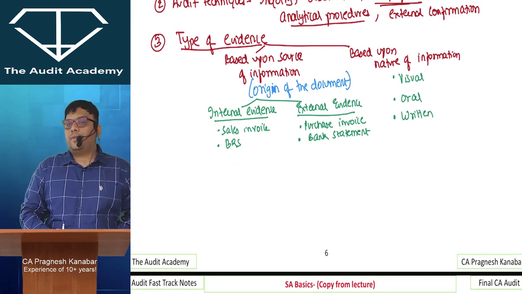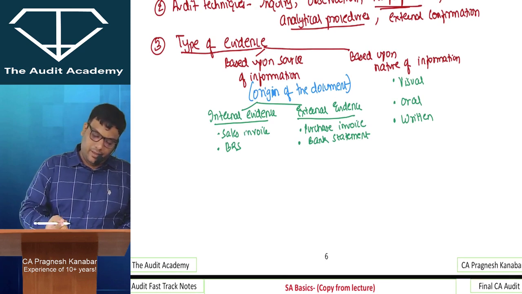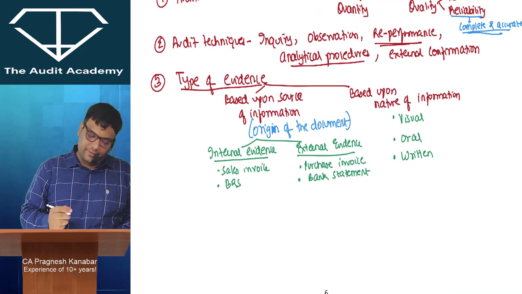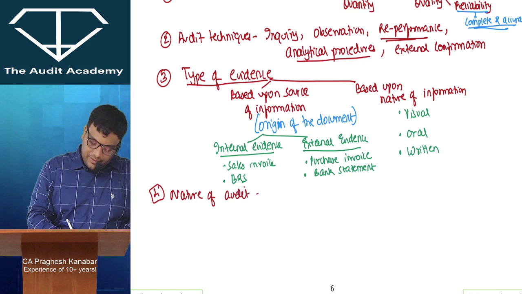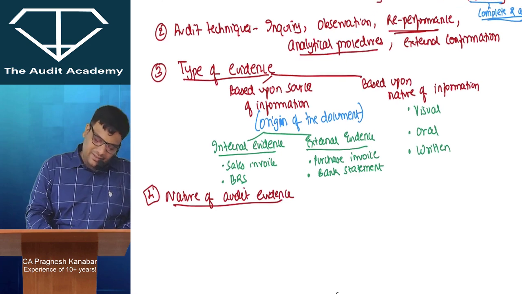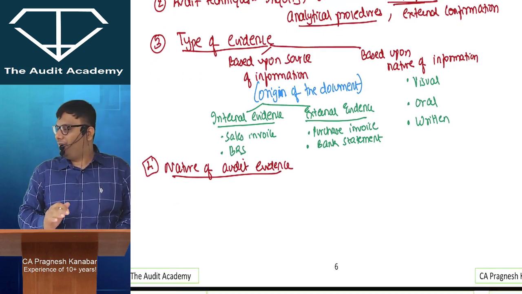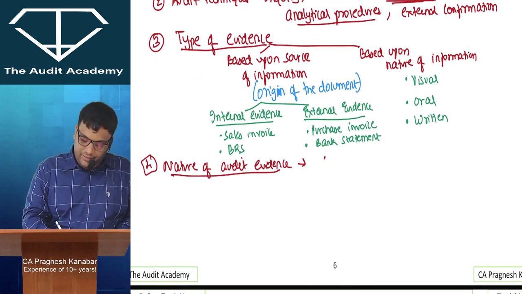Tell me something. When it comes to the nature of audit evidence, do you need 100% proof for everything? As an auditor, do you need 100% proof for everything? No. I just need evidence which can convince me. So the nature of audit evidence is cumulative and persuasive.